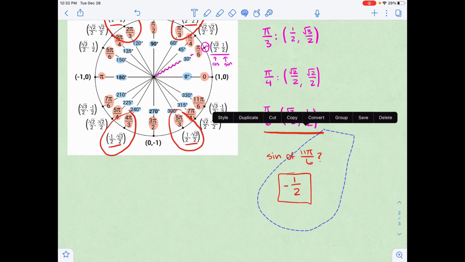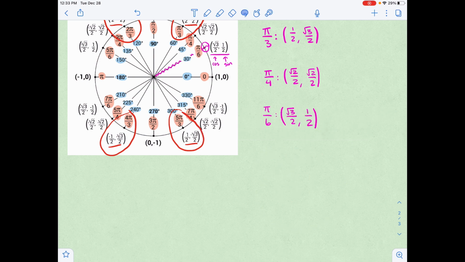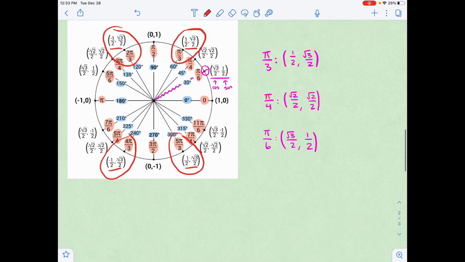Now let's try solving a problem that involves tangent. What is the tangent of 4 pi over 3? Our denominator is 3, so we come over here. And this time we have to consider both the x and the y coordinates. Since 4 pi over 3 has a numerator of 4, this means that 4 pi over 3 lands in the third quadrant, which means that both the x and the y coordinates are negative.